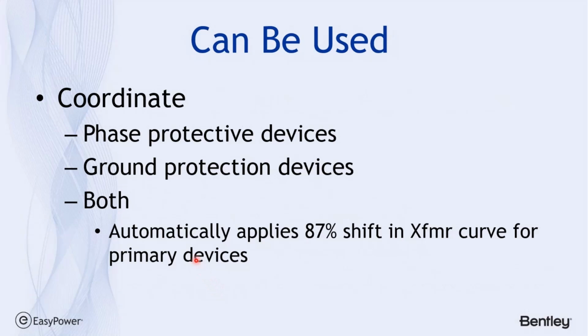Now, the tool can be used to coordinate phase protective devices, ground protected devices, or both, and it will automatically consider the 87% shift in the transformer damage curves for primary protection devices. For those of you that don't know what that refers to, I would encourage you to consider attending the 4-part series on Introduction to Protective Device Coordination, which we do semi-annually.